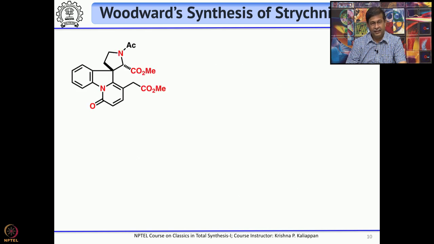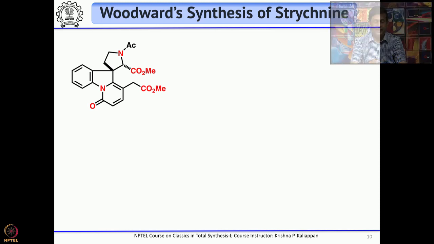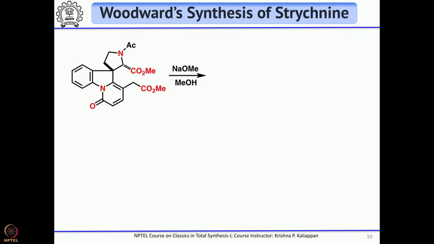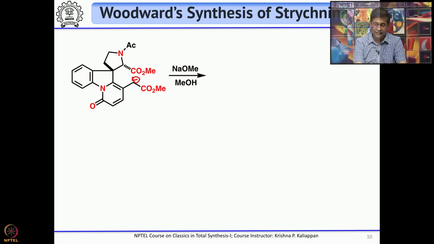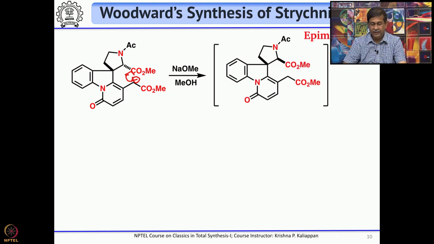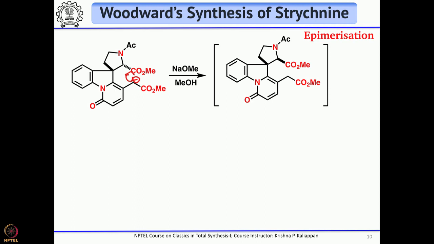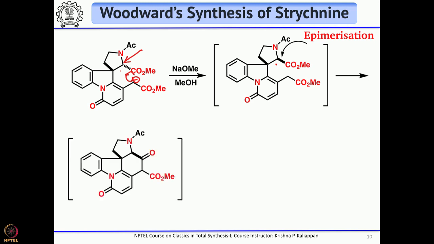The diester is obtained by diazomethane treatment. Now if you do the Claisen reaction, sodium ethoxide will generate the anion and then attack the ester, so you will get the corresponding beta keto ester. But when he tried to do that, epimerization was taking place at this carbon. You can see what the stereochemistry was here and what it is here. After epimerization, the cyclization takes place, leading to the formation of the beta keto ester.